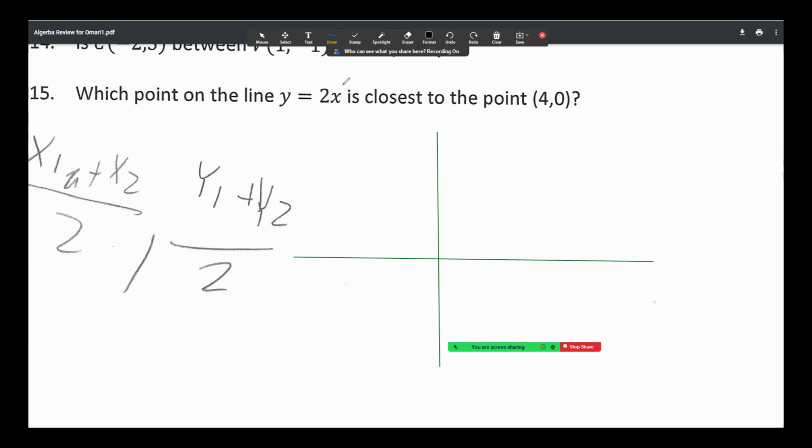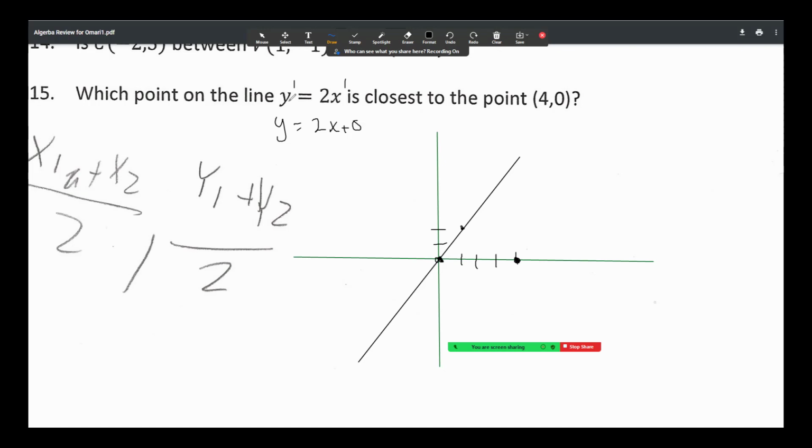We know that it's a line because the highest exponent for either variable is 1. And the y-intercept is 0. This is y equals 2x plus 0. So here is 0. Slope is 2, so up 2 over 1. And then the ordered pair (4, 0): 1, 2, 3, 4.